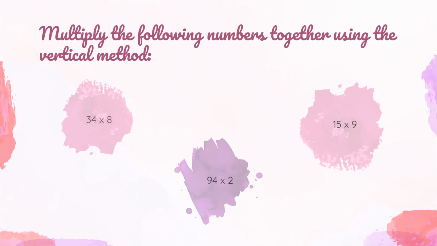Boys and girls, it's now your time to multiply the following numbers using the vertical method: 34 times 8, 94 times 2, and 15 times 9. Please write these examples in your workbooks. Give yourself a brand new page, write today's date, and give the heading multiplication practice. Don't forget to underline the date and heading, and then you can work this out in your book, skip a line, and rule off when you're done. So pause the video now and get practicing.